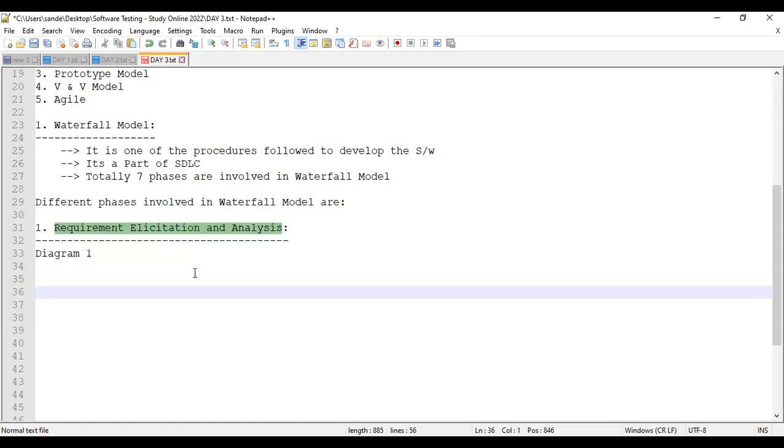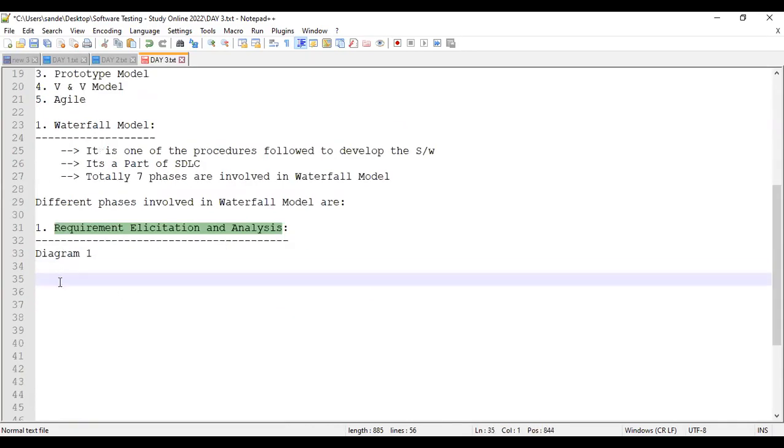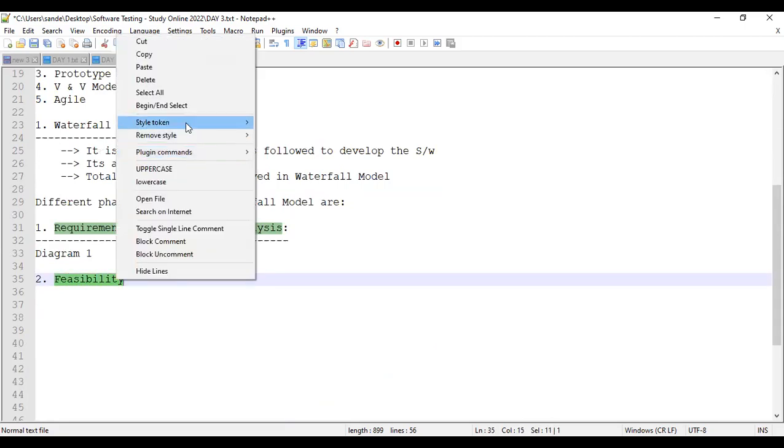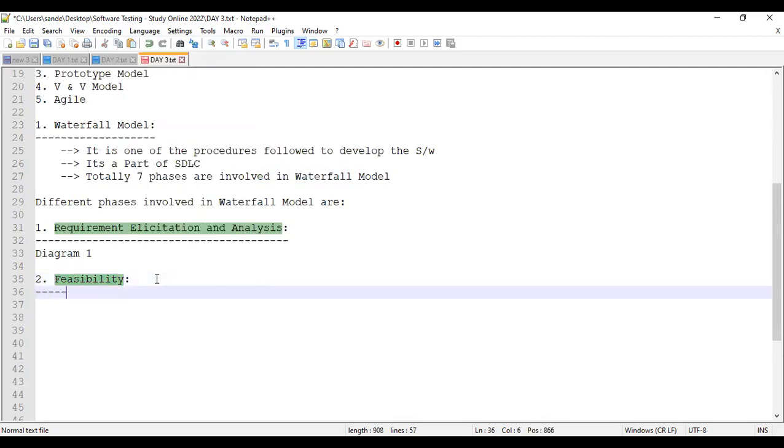Let me do one thing. Let me go for the next phase. Sir, what is the next phase, sir? The next phase happens to be feasibility. Okay, sir, what is feasibility, sir? And what will they do in this feasibility, sir? Trust me, it's pretty simple, guys.